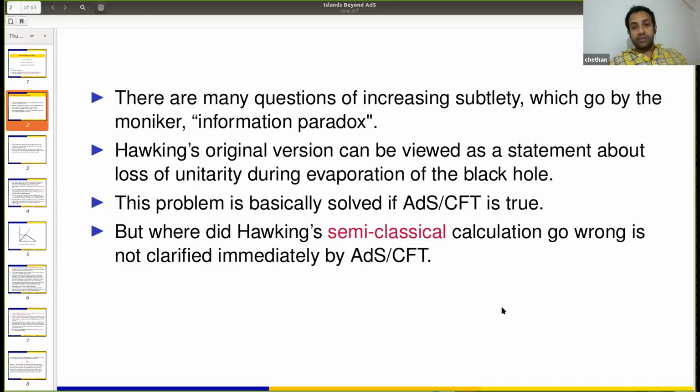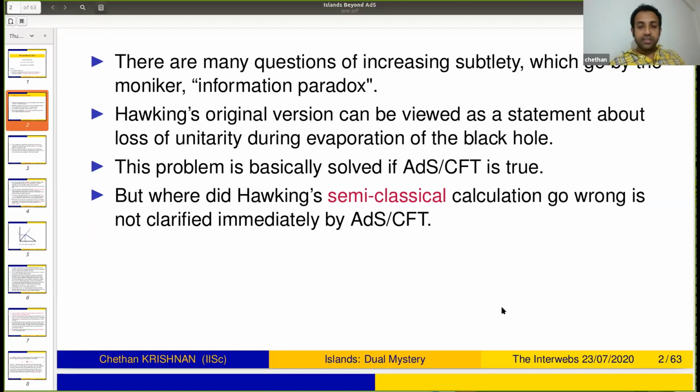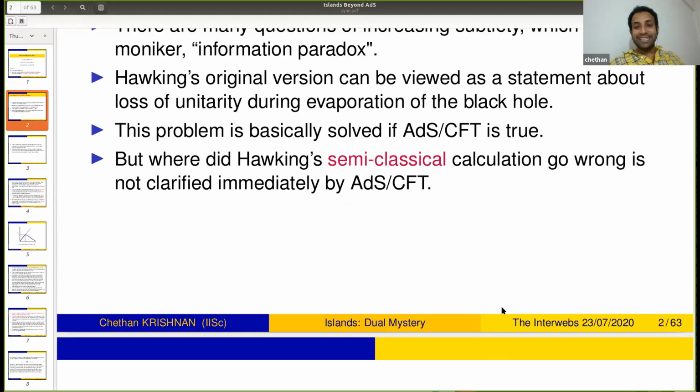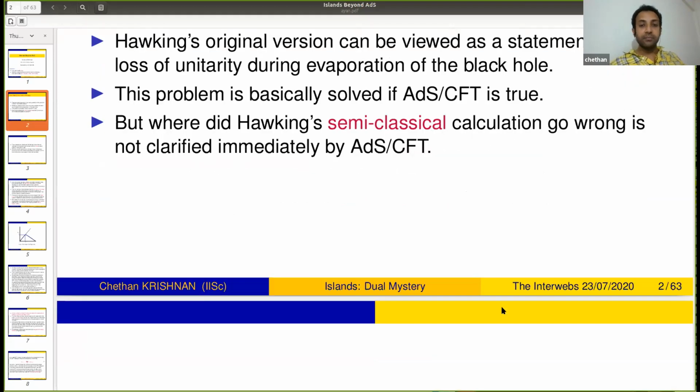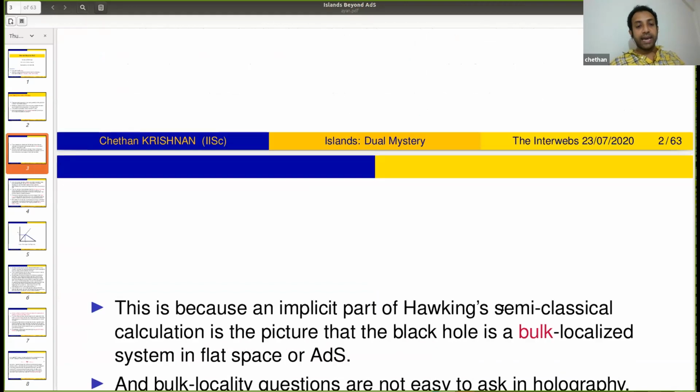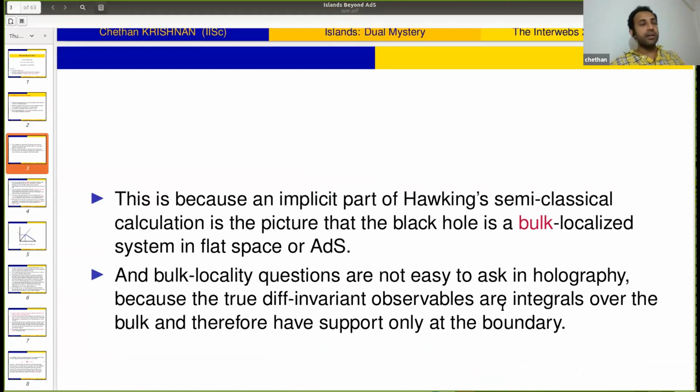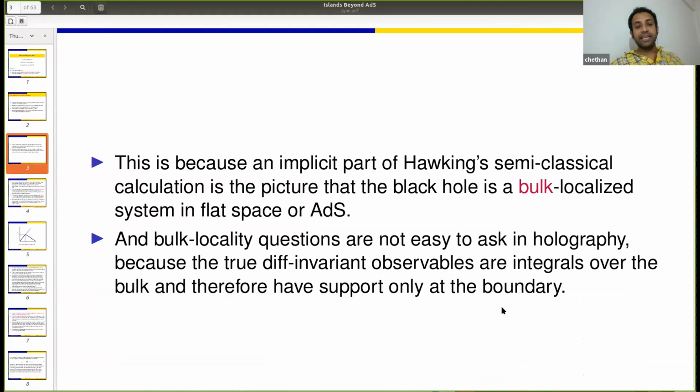But the reason why AdS-CFT is not considered to be a complete solution to the problem is because Hawking's semi-classical calculation, where exactly it goes wrong, is not clarified by AdS-CFT. This is because implicit in part of Hawking's semi-classical calculation is the picture that the black hole is localized in the bulk as a subsystem of the entire geometry. That is implicitly needed in order for you to do this quantum field theory in curved space type of calculation that Hawking does in the background of the black hole.